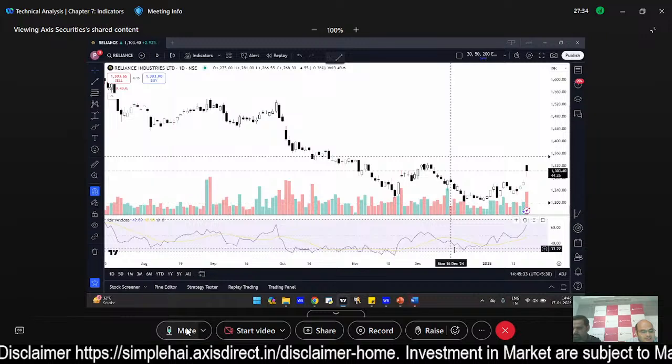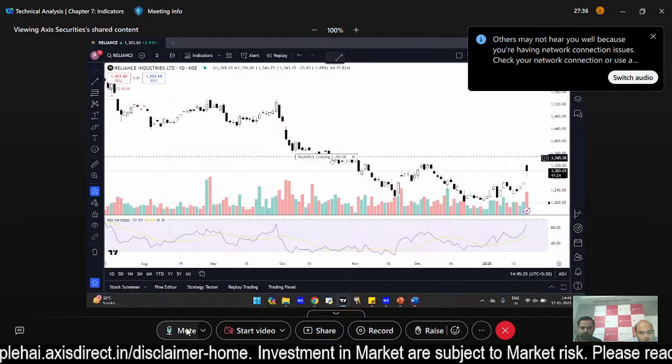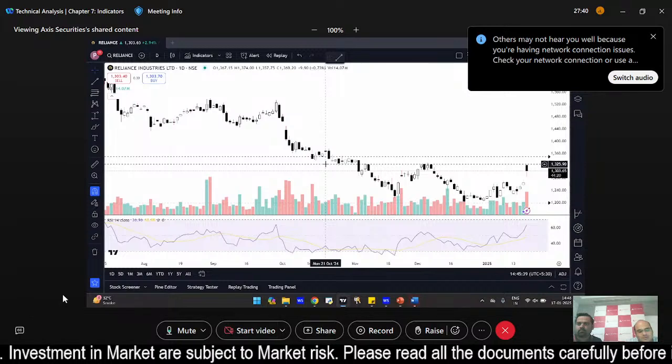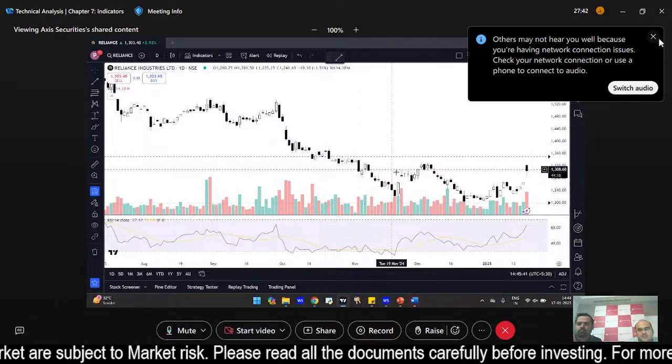Here the moves are a bit choppy. One day it opens lower and closes lower, then there is a gap up, then there is a down move, then there is some consolidation. So basically it lacks momentum.